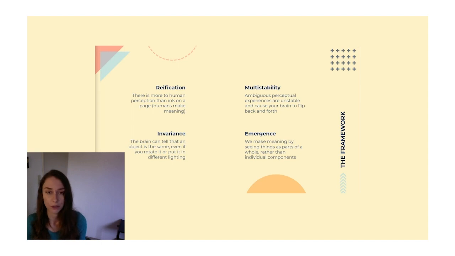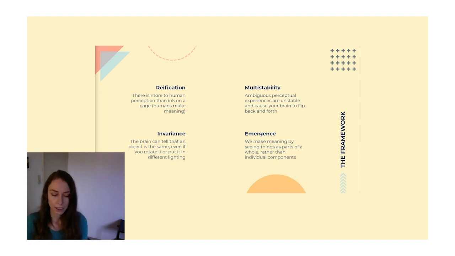So the dress that went around on the internet, the blue and black and white, and wasn't it yellow, something like that, that would be a great example of multi-stability. If you can see both of those options, your brain is going to be flipping back and forth. You can't see both at the same time. That's the concept of multi-stability.